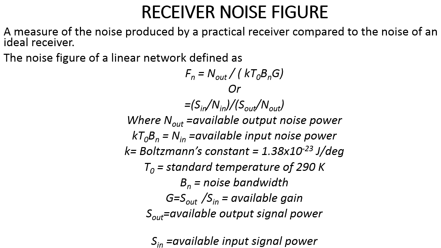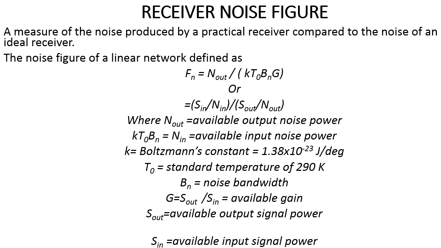Now let me discuss the parameter called receiver noise figure. This is the noise that we need to calculate based on the ideal noise receiver. So how can we define it? If I want to measure the noise figure parameter, I need to compare. The noise generated in the practical receiver, I need to compare with the ideal noise receiver. That is how we calculate this parameter.